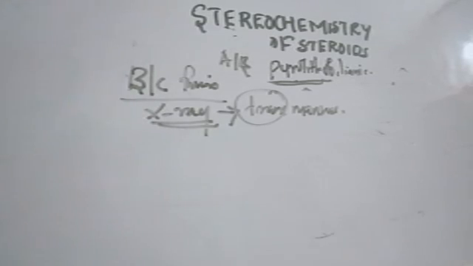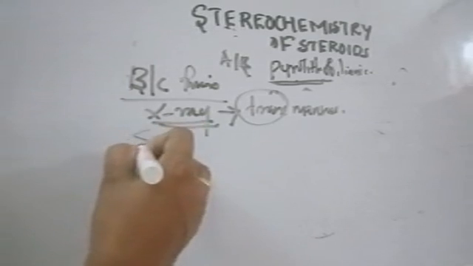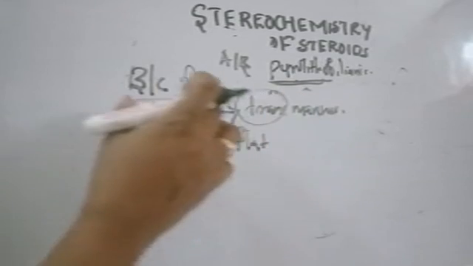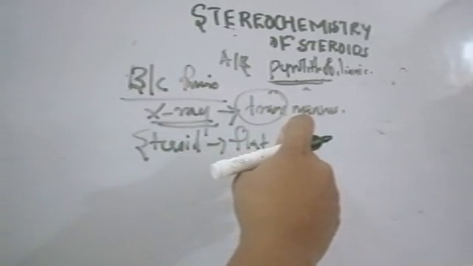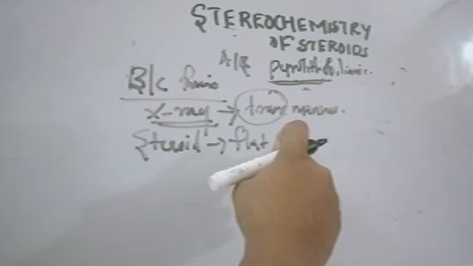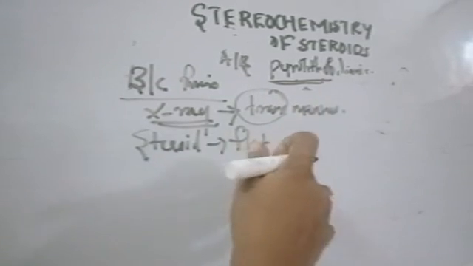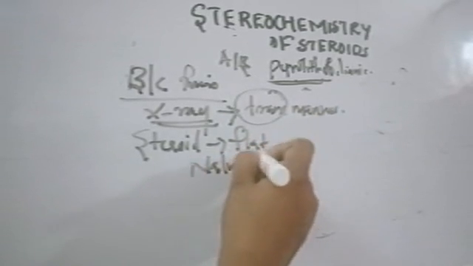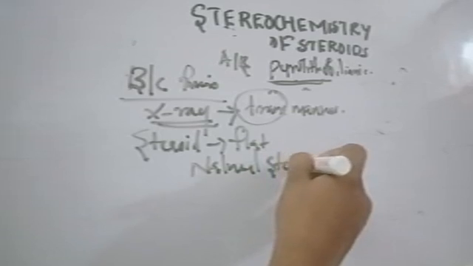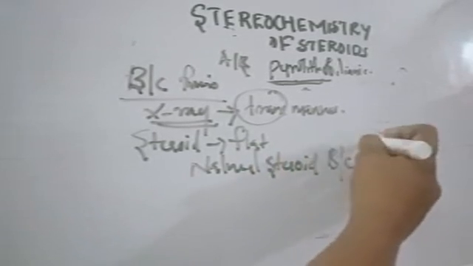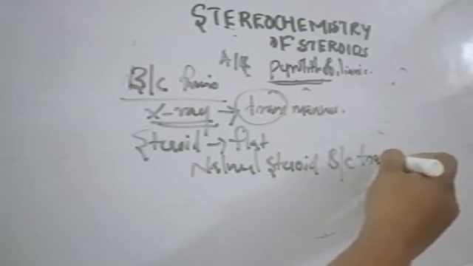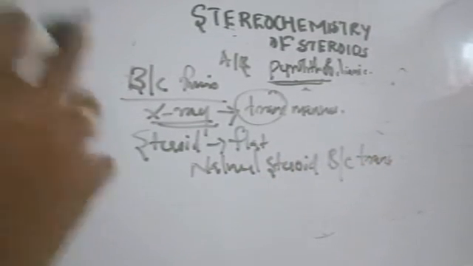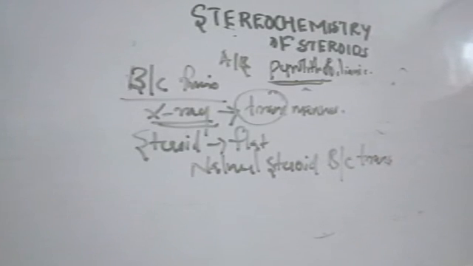This also suggests that the steroid has a flat structure. Then only this B by C fusion will be trans. All natural steroids have the B and C rings fused in a trans fashion. That also confirms that the B and C ring fusion is trans.